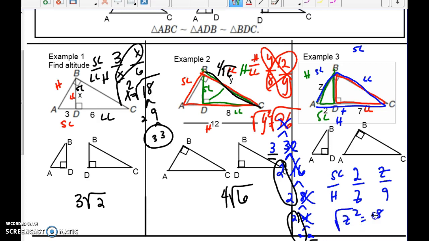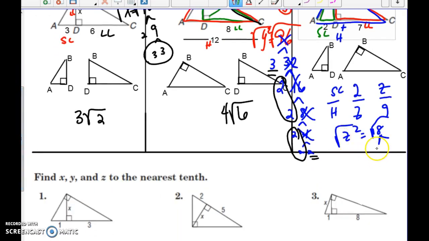Then I'm going to take the square root of both of those. Then I could break that 18 down a little bit. That 18 broken down is 2 and 9, 3 and 3. So my answer should be 3 square roots of 2. How many of you had that?